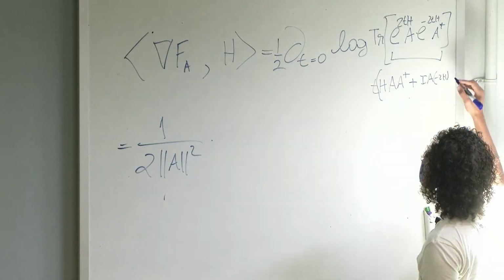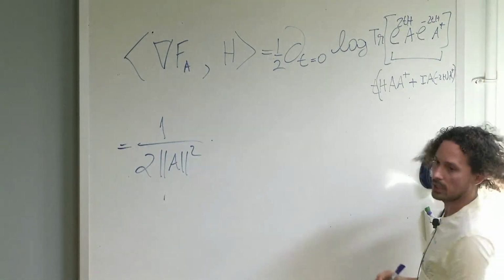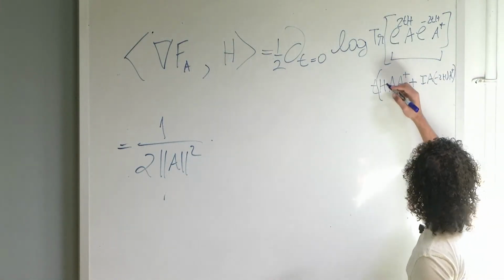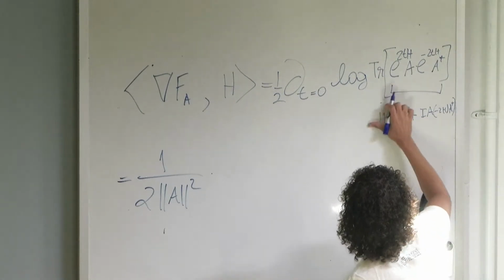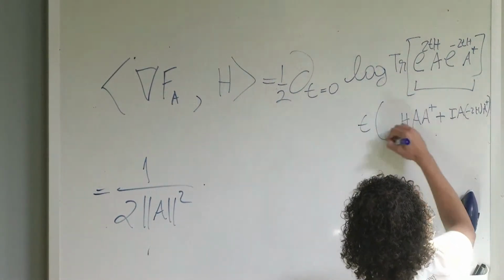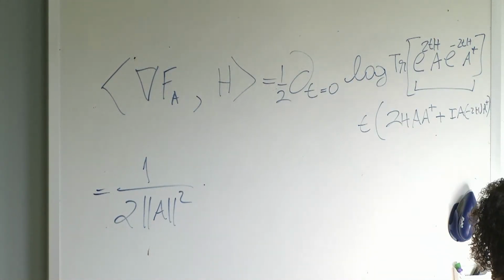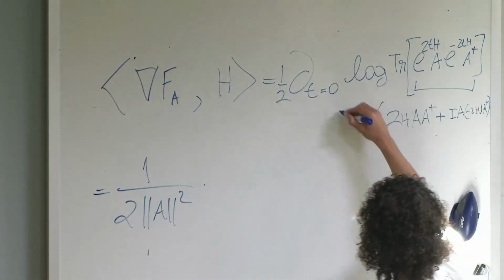And then A dagger. And you need the 2 in the first one also. Oh yeah, the 2 is my bad. Yes, 2H, thank you. And I have the trace.